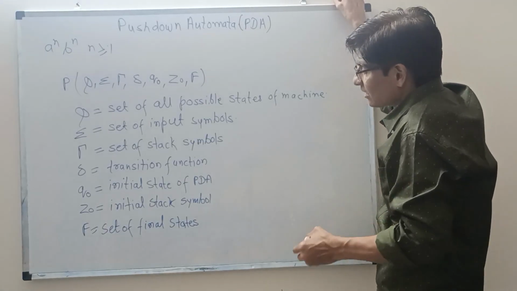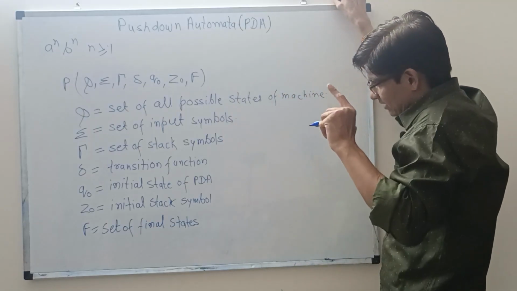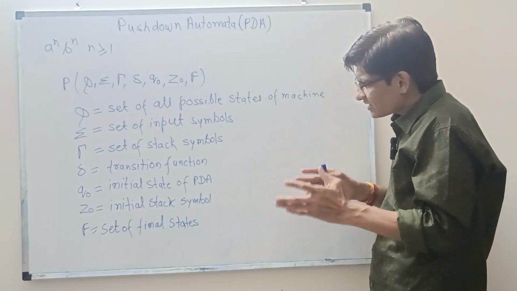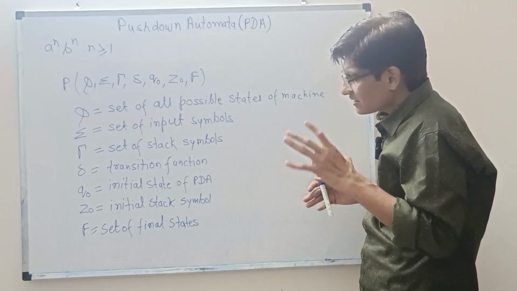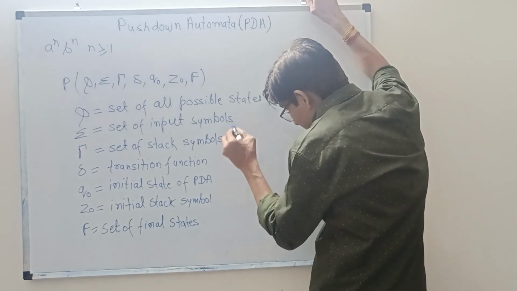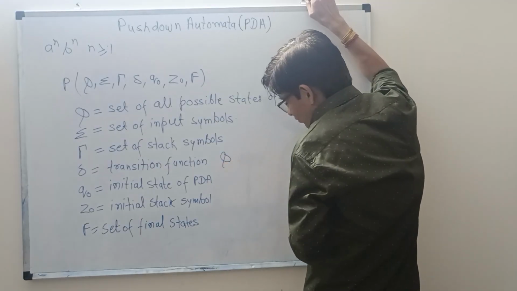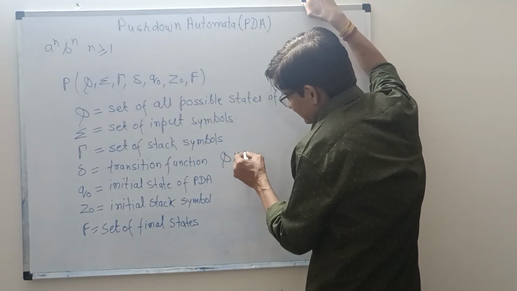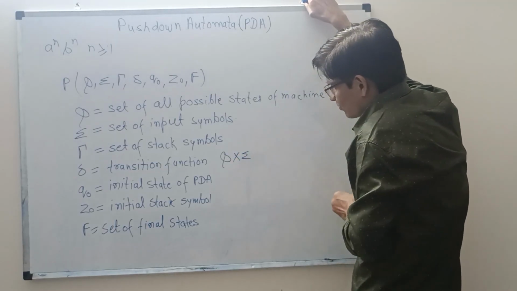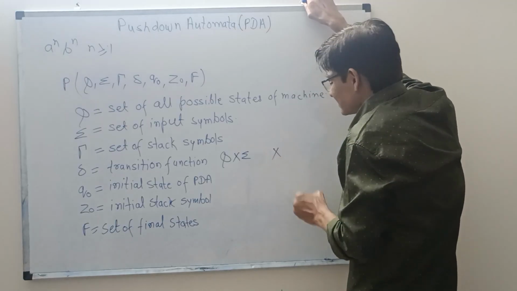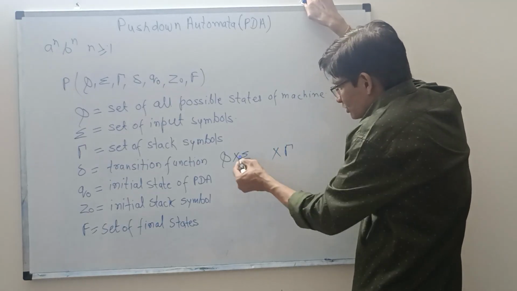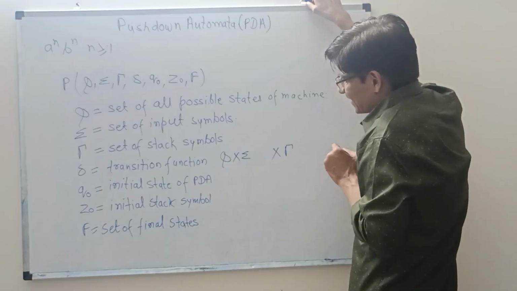Now we will discuss the transition function of a PDA in detail. As I told you friends, when a PDA makes a transition from one state to another, it considers 3 different things for any transition. First, it considers the current state, which is coming from Q. Then it also considers the current input symbol being read by the PDA, which is coming from sigma. Then it also considers the current stack top, which is coming from gamma. So these 3 things are considered by the PDA.